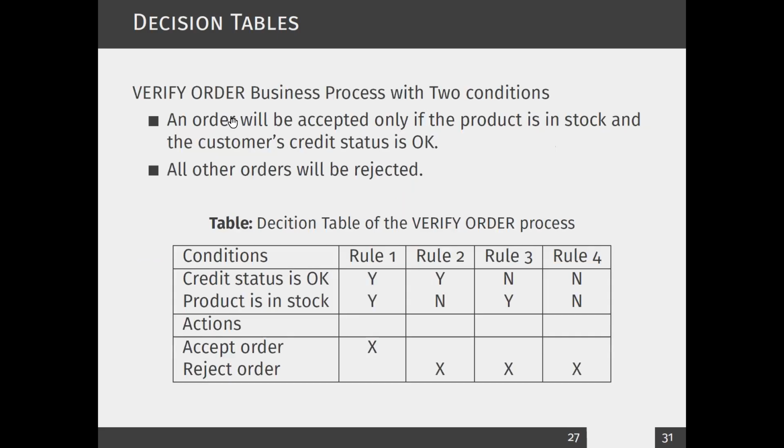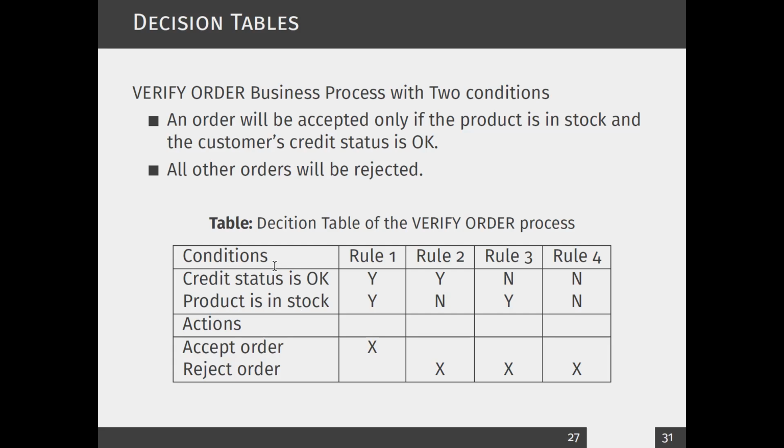So what we do is first put up the conditions. The order will be accepted only if the product is in stock and the customer credit status is okay. So we put the conditions first. We will check whether the credit status is okay. Since we have put it in this form, we will have two outcomes, isn't it? We have yes or no. Similarly, for the second one, we have to check whether the product is in stock. Again, the answer is yes or no, right?